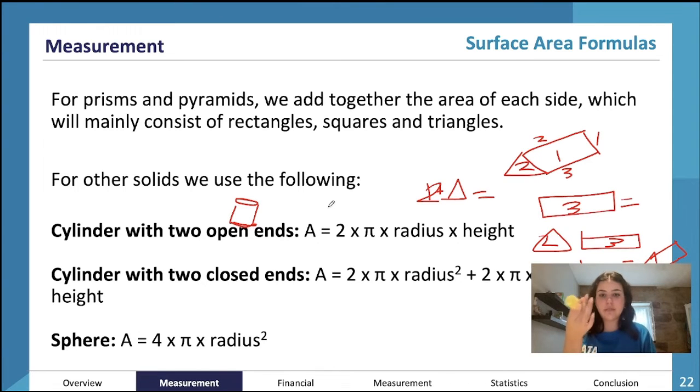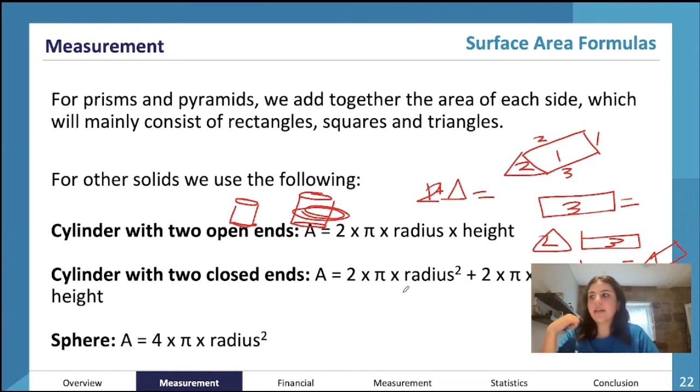This is a cylinder with 2 open ends. Our formula is area equals 2 times pi times radius times height. Now we're going to conceptualize why this is our formula. 2 times pi times radius is giving us this, times height is giving us how far down it goes. And that's our area, because we just need this piece that wraps around.